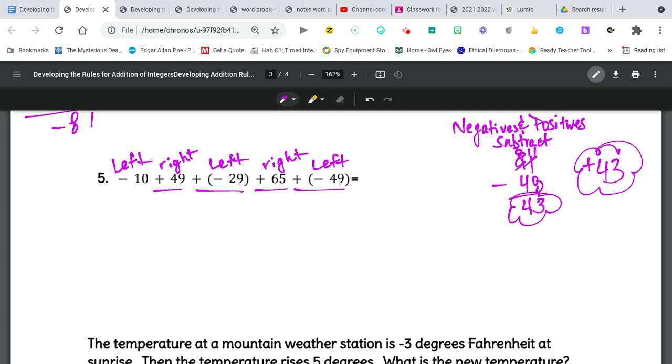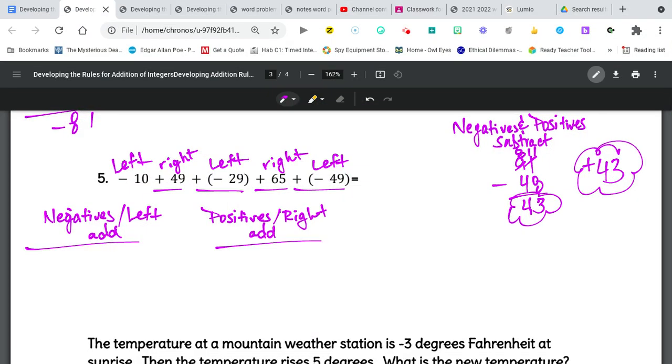All right, so I'm going to take all my negatives, or the ones that go left, and add them. And then I'm going to take all my positives, or the ones that go right, and add them. And then in the end, I can subtract what I have. So all those to the left were negatives. Negative 10 plus negative 29 plus negative 49.